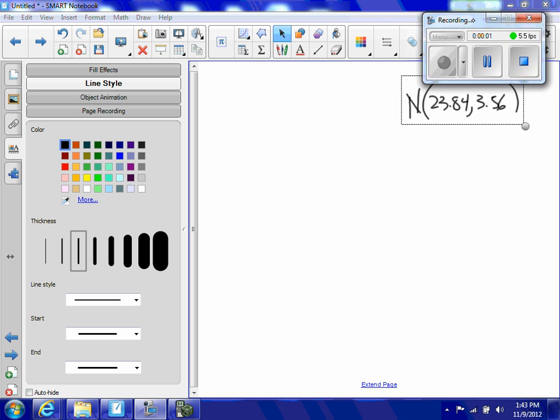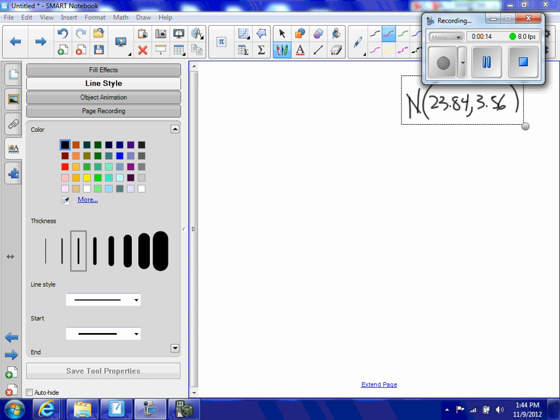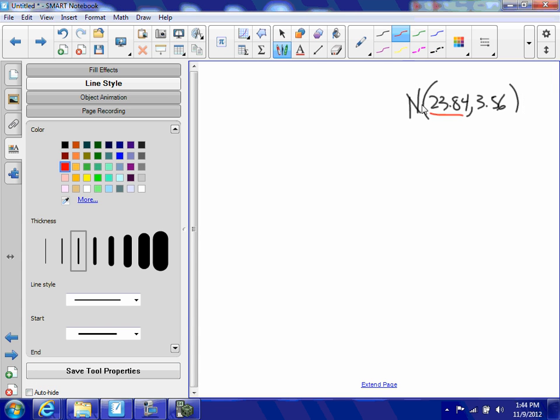Let's take a look at problem number 12, which follows along the same data set. It says, for the car speeds of exercise 10, recall that the mean speed recorded was 23.84 miles per hour, and the standard deviation was 3.56. So here's our n, 23.84, 3.56.